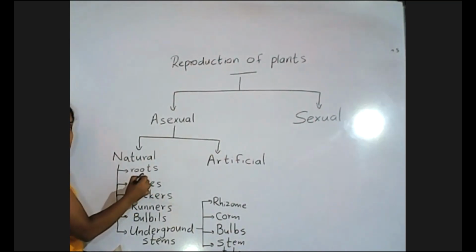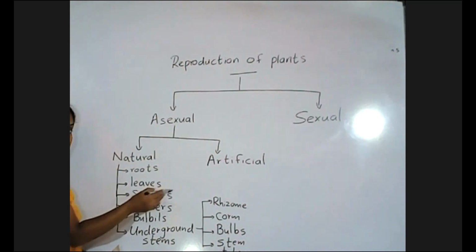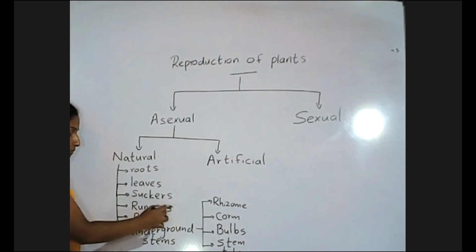What are the plants that form new plants by roots? Like curry leaves, breadfruit. Then the plants that form new plants by leaves, like Akapana, Begonia. Then by suckers. Then runners like Gotukola, sweet potato, then bulbils, then the underground stem.